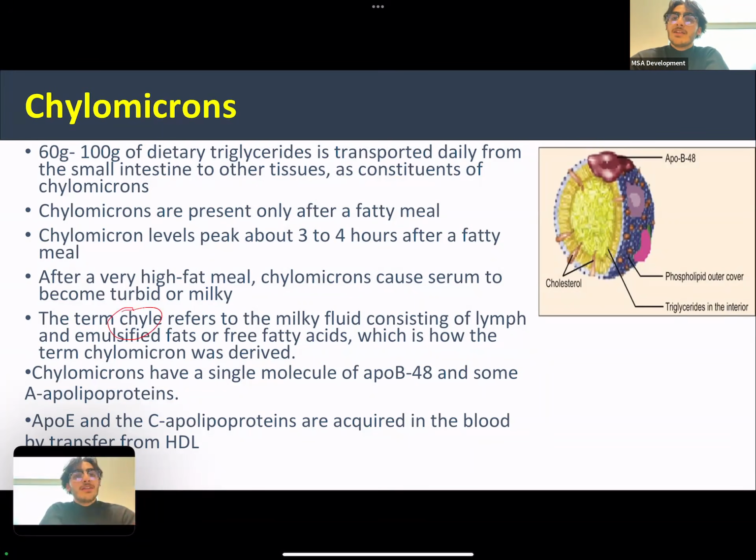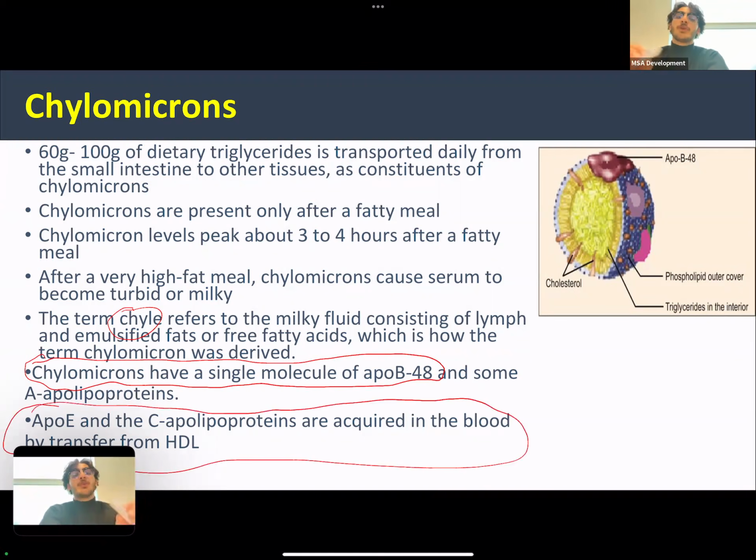The term chyl refers to the milky fluid consisting of lymph and emulsified fats or free fatty acids, which is how the term chylomicron was derived. Chylomicrons have a single molecule of ApoB48, which is an intrinsic apolipoprotein, so it does not transfer to any other lipoproteins. And as I mentioned previously about the transfer of apolipoproteins, ApoE and the C apolipoproteins are acquired in the blood by transfer from HDL.